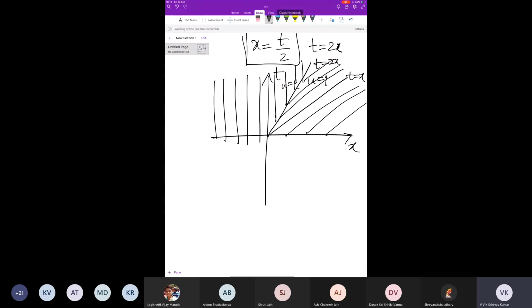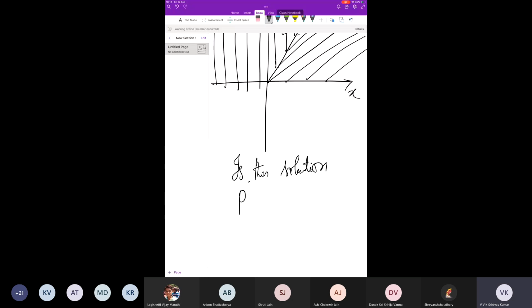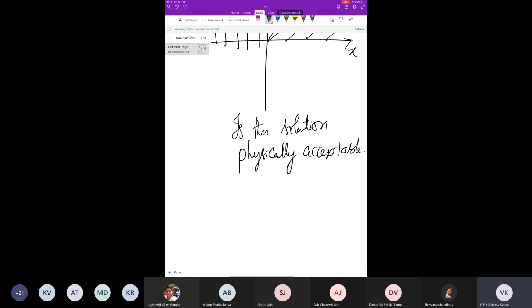Is this a solution? This is one way of defining the solution. Is this solution physically acceptable? We need some more conditions for a physically acceptable, physically relevant solution.